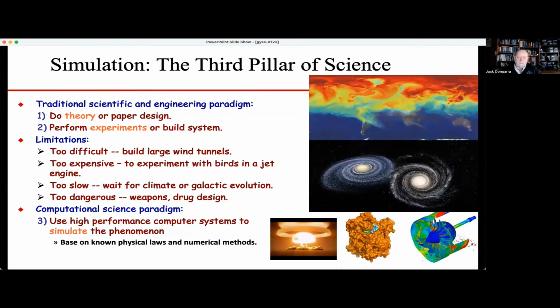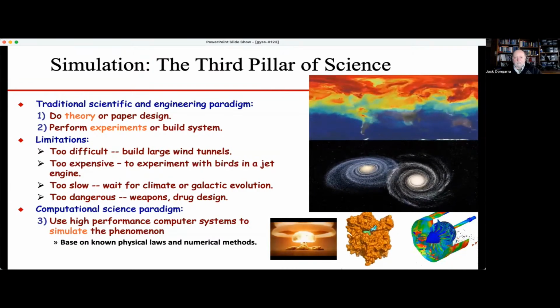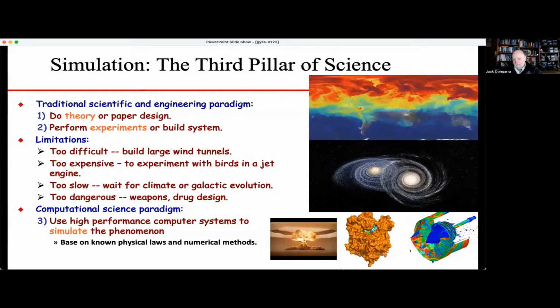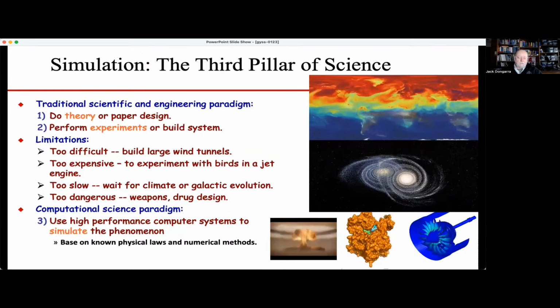Think of two galaxies colliding. That's an experiment that we really can't put together, but we can do a simulation of two galaxies colliding on a computer. And the same thing is true for climate.